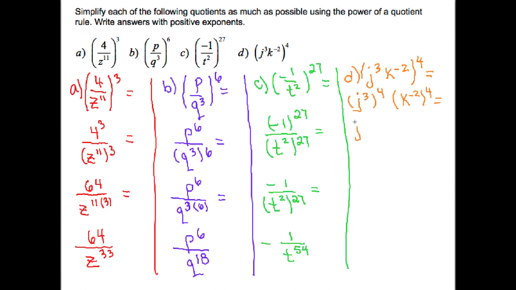Well, when I raise an exponent to an exponent, I know I'll multiply those exponents. I have j raised to the 3 times 4 times k raised to the negative 2 times 4. This leaves me with j to the 12th, 3 times 4, k to the negative 8, negative 2 times 4. And because I want to leave the answers with positive exponents, I'll rewrite the k to the negative 8th as 1 over k to the 8th. And so my answer is j to the 12th over k to the 8th.